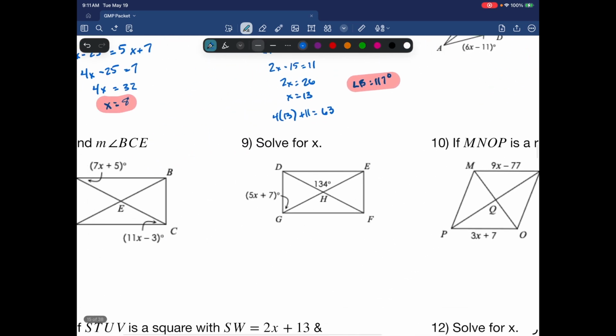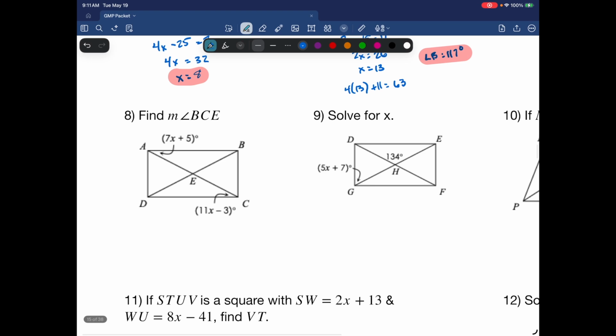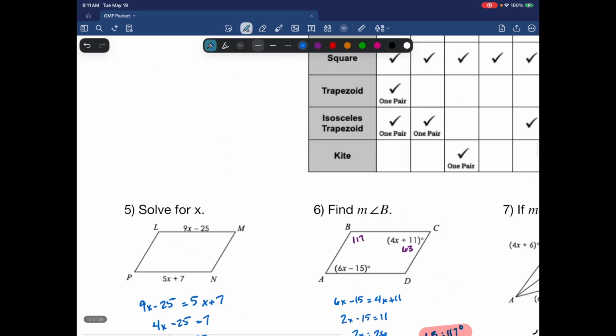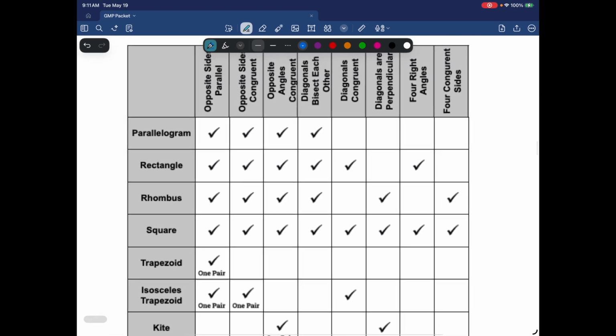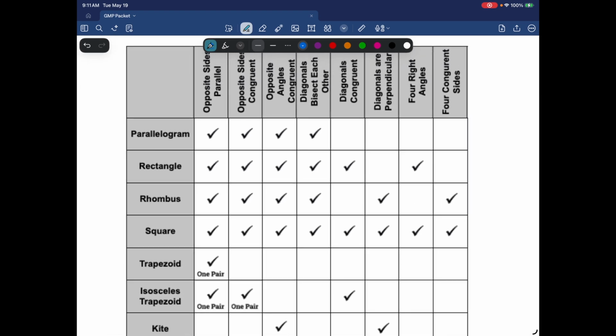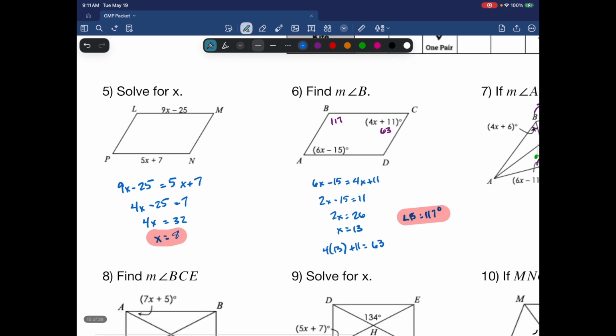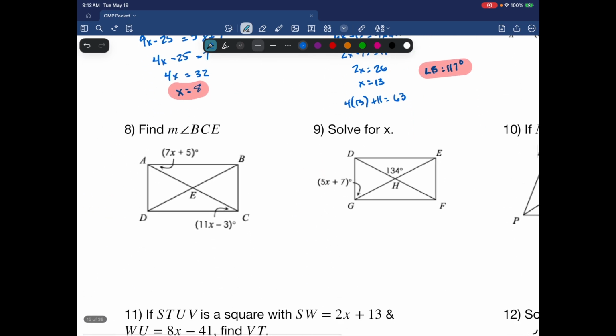All right, number 8. We have a rectangle. And let's look at the properties of the rectangle. Opposite sides are parallel. Opposite sides are congruent. Opposite angles are congruent. Diagonals bisect each other. The diagonals are congruent. And you have 4 right angles. Because these are right angles in the corner, I know that these 2 angles are going to add up to 90.